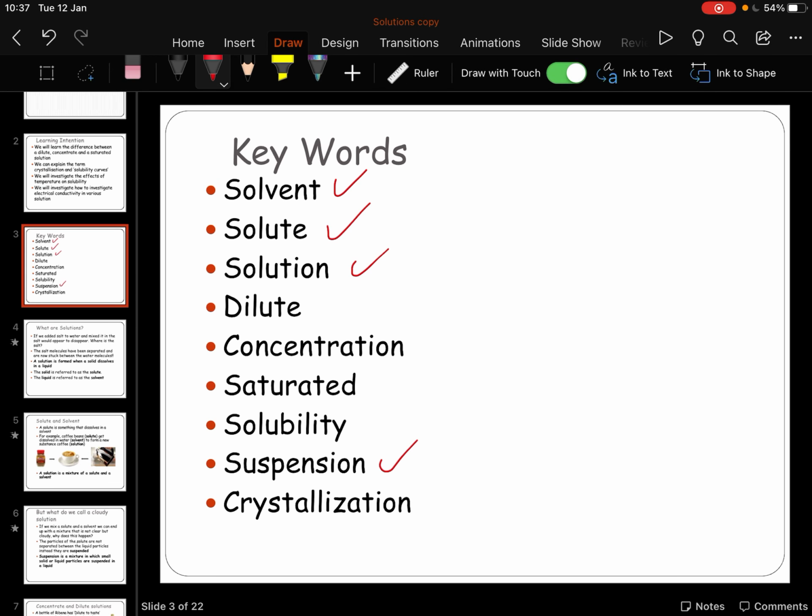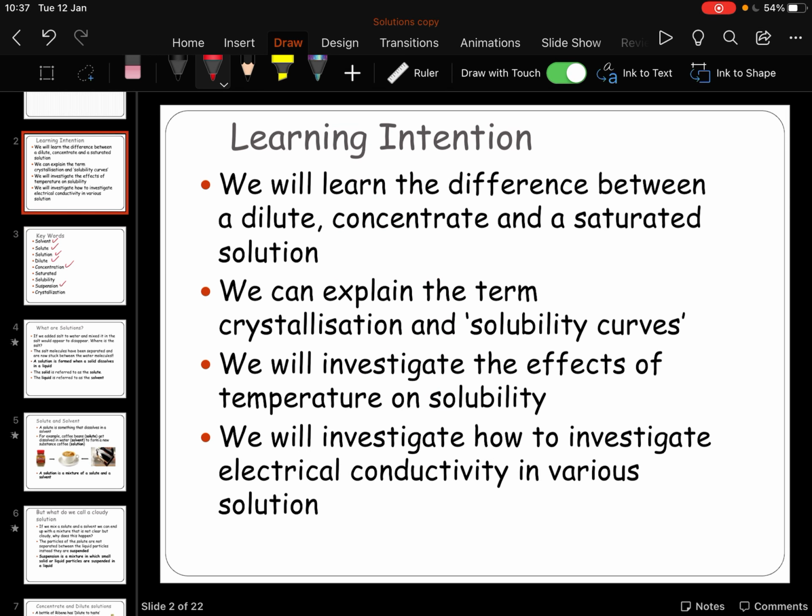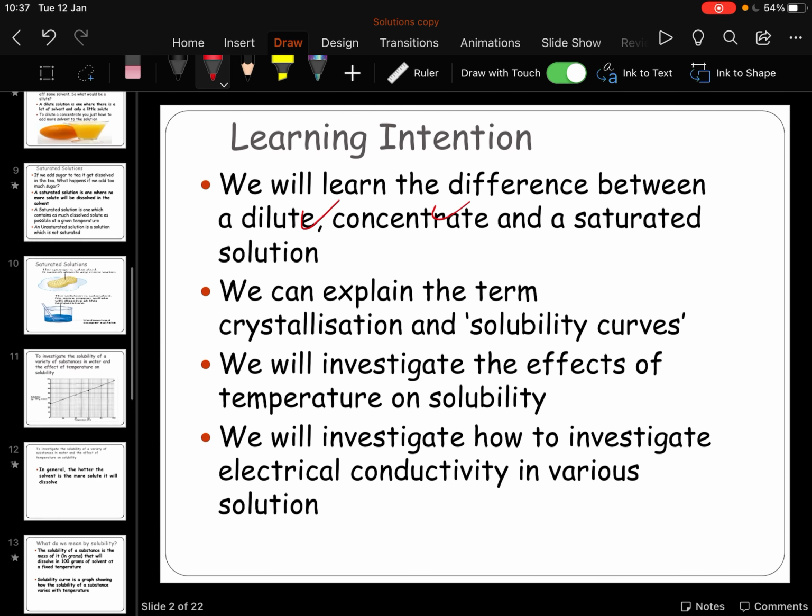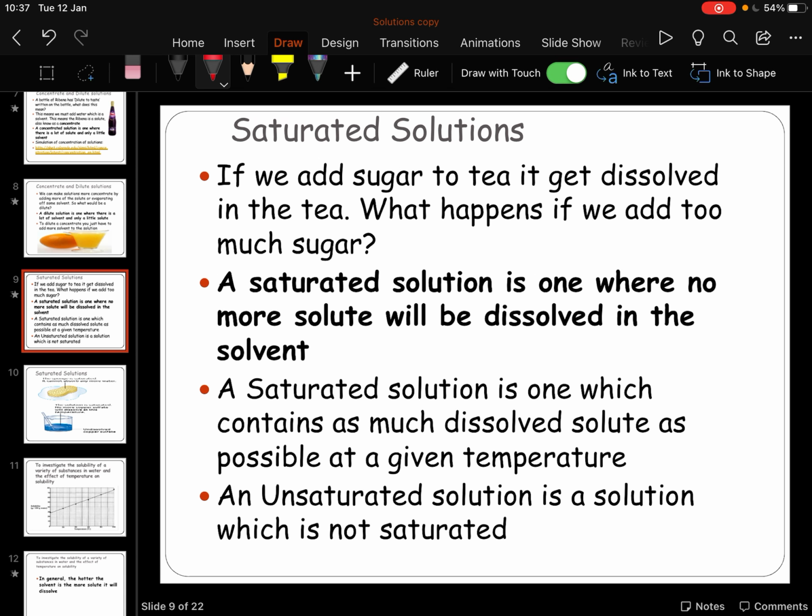Back to our keywords. Dilute, concentrate. What do we have here? Between a diluted, concentrate, and a saturated solution. So we've done dilute, concentrate, and we're on to saturated solution, you see? So we're slowly getting there. We're getting through these. So a saturated solution, okay?